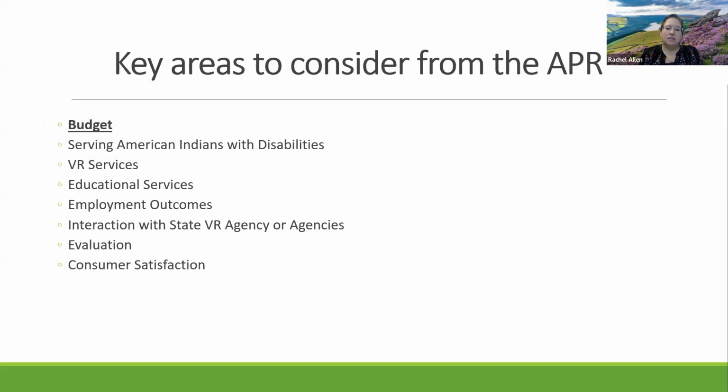And key areas to consider from the annual performance report is the sections that cover the budget, discussion of servicing American Indians with disabilities, VR services, educational services, employment outcomes, interaction with the state VR agency or agencies, the evaluation section, and then where you discuss consumer satisfaction.